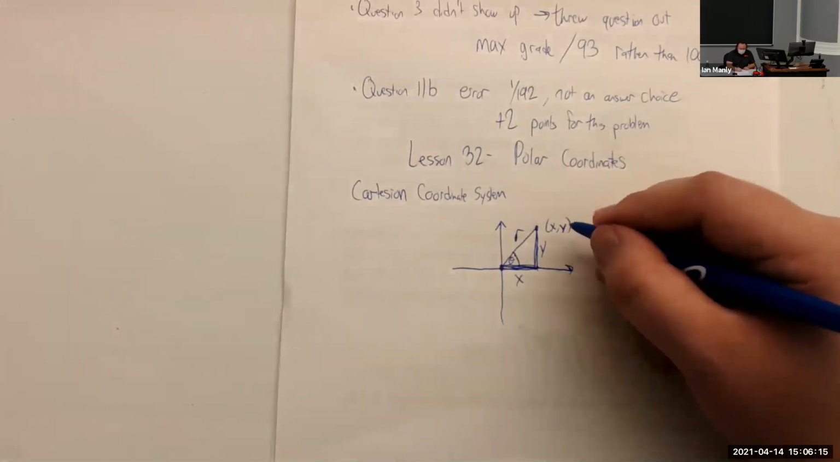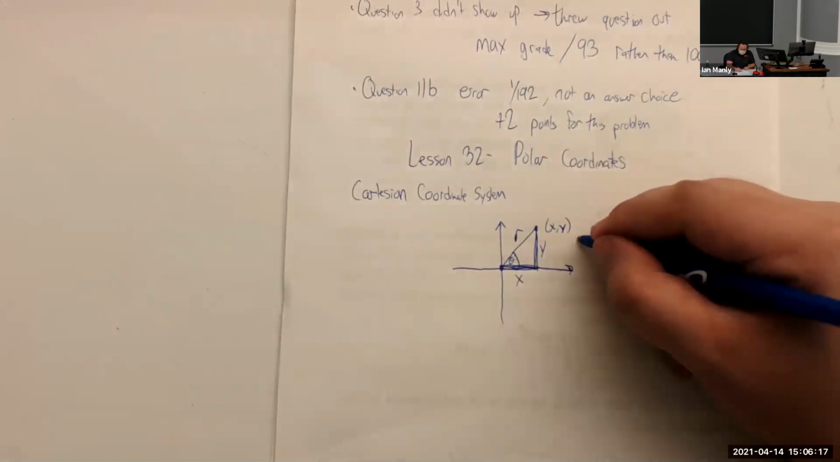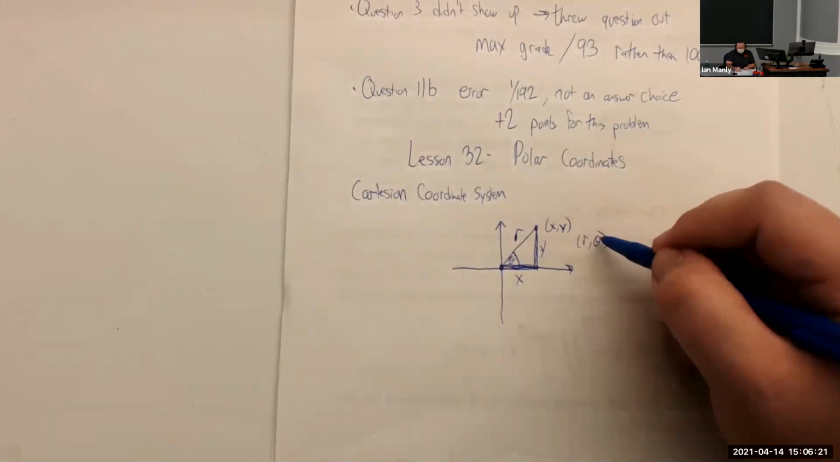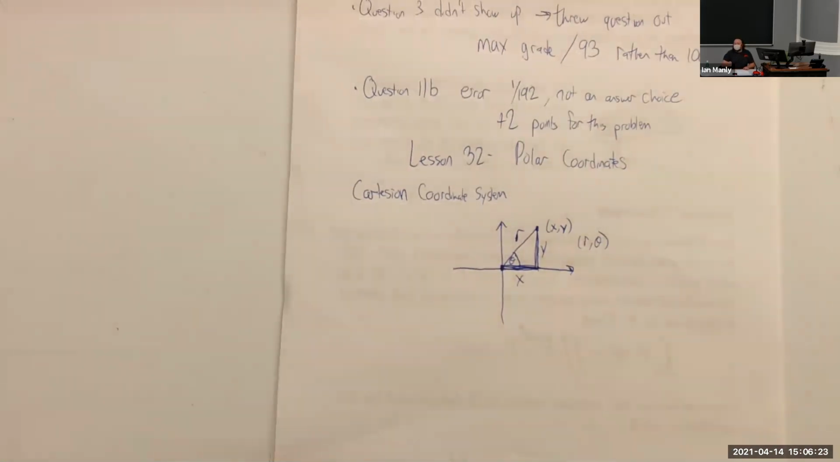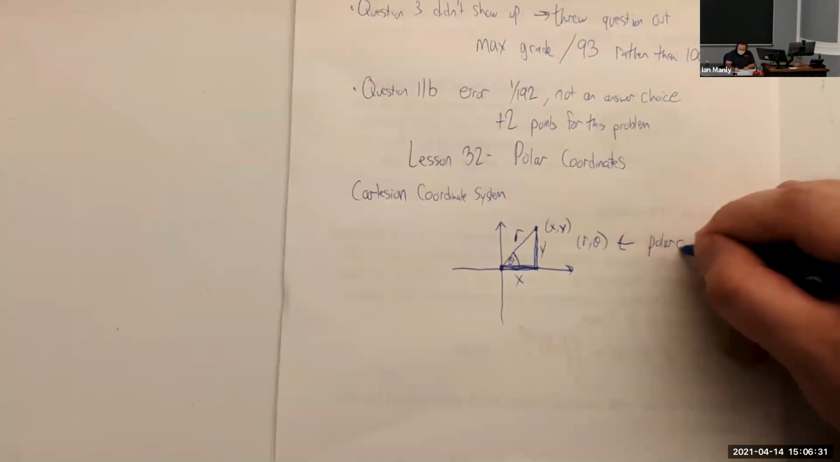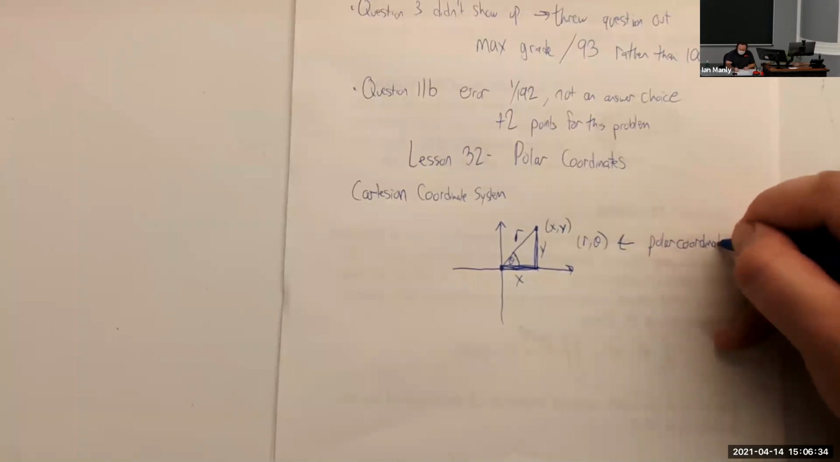So in addition to specifying a point as x and y, you can also specify the point with r and theta values. That is, how much you need to rotate to be looking at the point, and then how far away from the origin your point is going to be. And these are called polar coordinates.